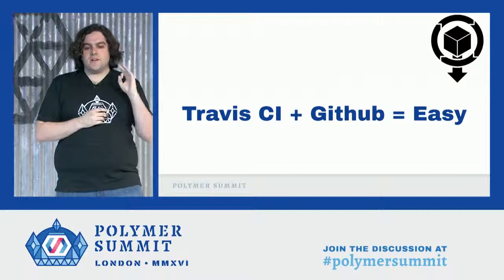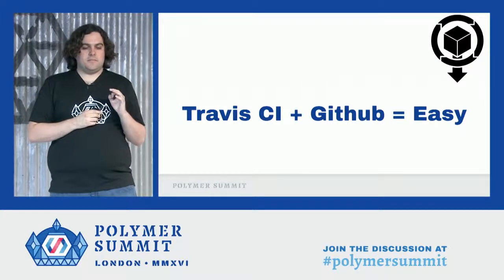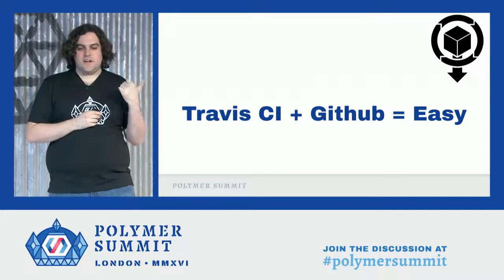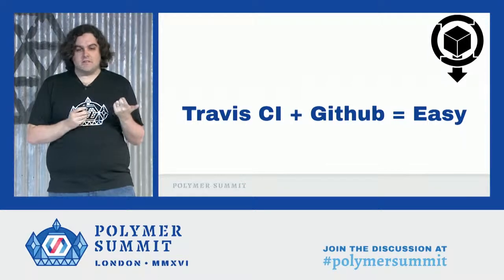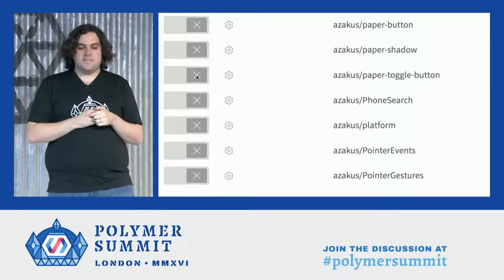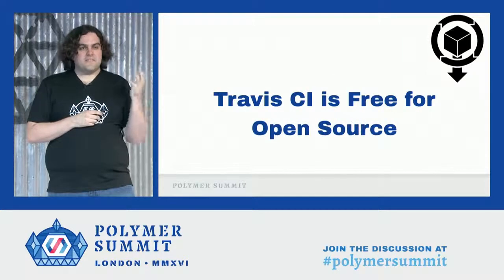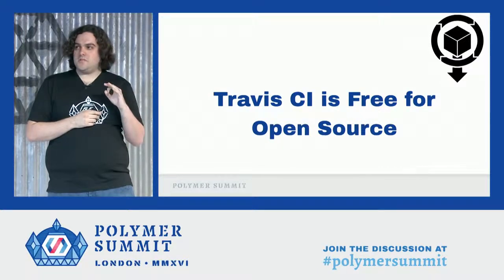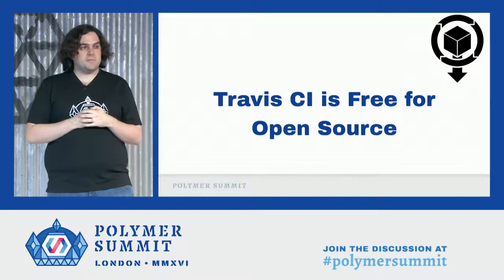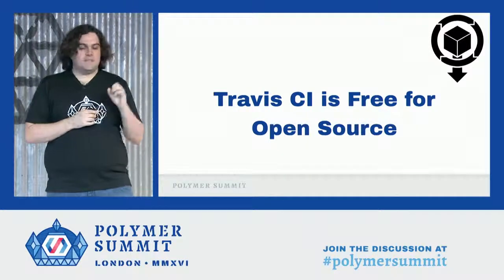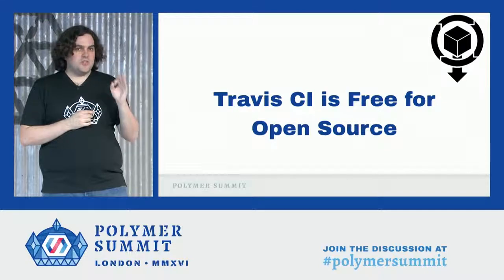First and foremost, Travis CI easily integrates with GitHub. There's no complicated strings to copy back and forth or keys to remember. Just a button on the Travis CI settings page, and testing is now enabled for your repository. Additionally, Travis is free for open source. And this makes it an easy choice if you publish your element code to GitHub like we do on the Polymer team.